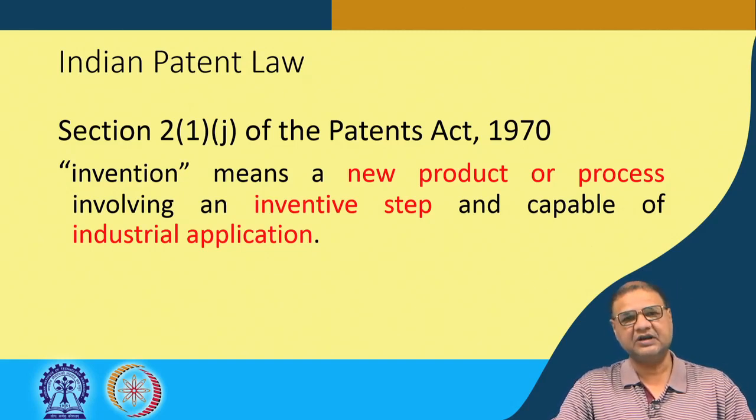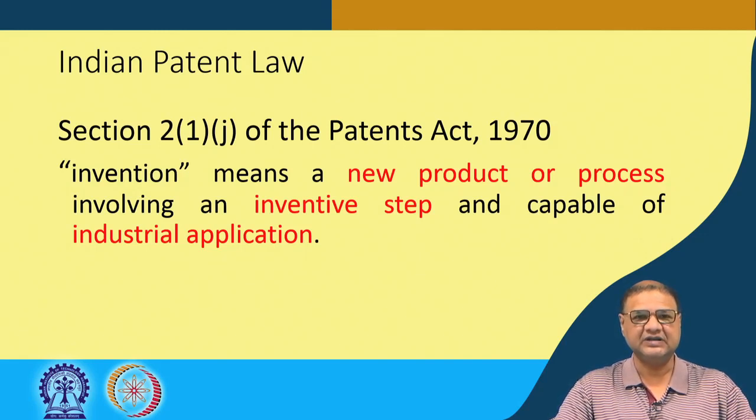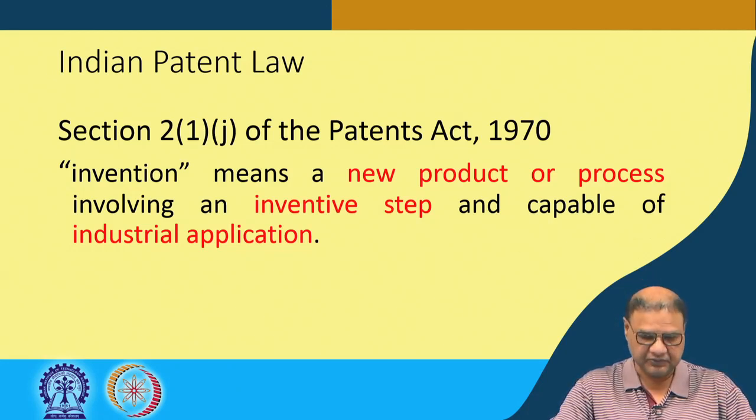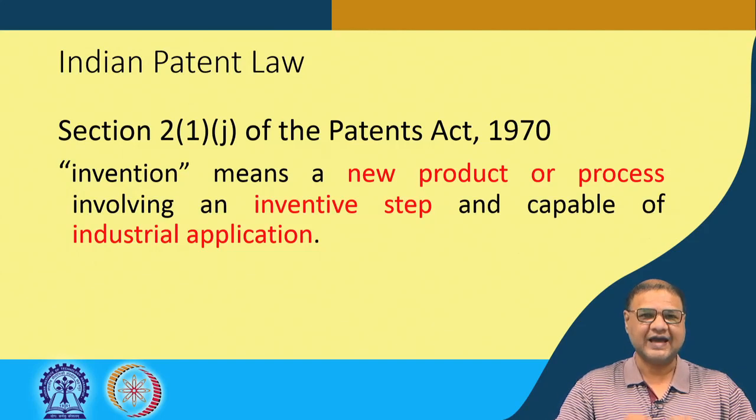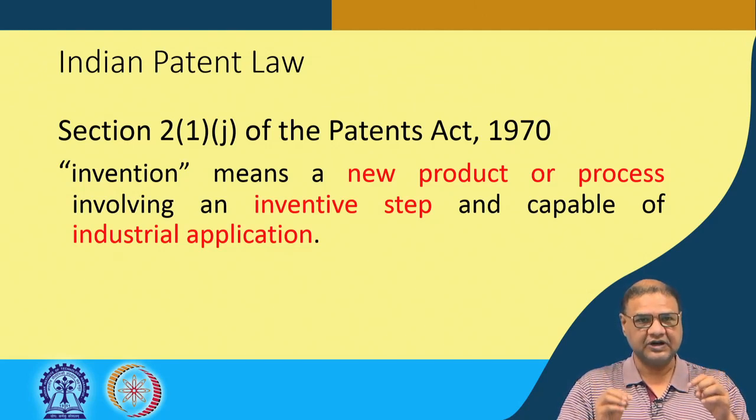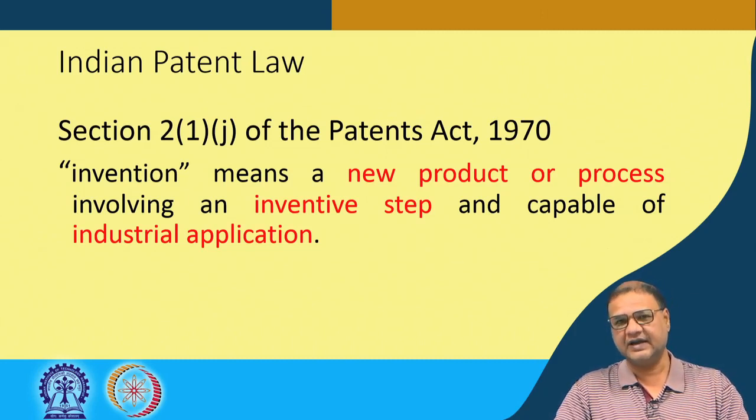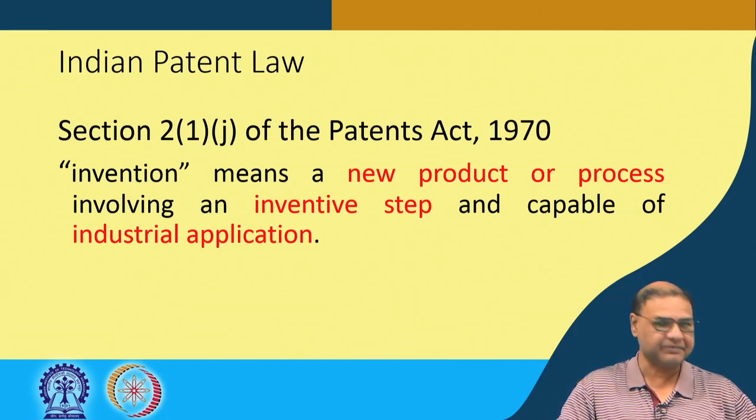It says that an invention, as I will read out from the definition itself, means a new product or a process involving an inventive step and capable of industrial application. So, anything, first of all, if it is a product or process, a material, a patent is available, but it must be a new product. Secondly, it must involve an inventive step, and thirdly, it must be capable of industrial application.